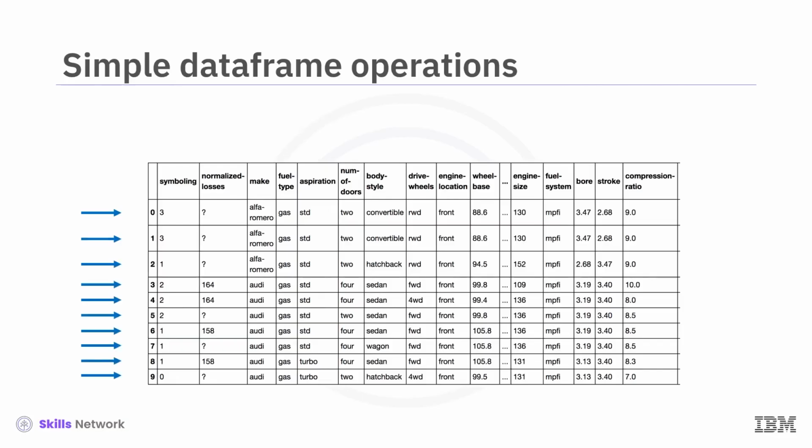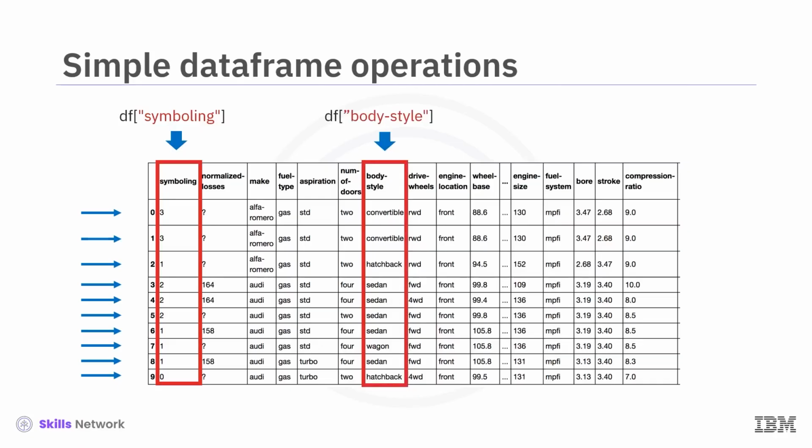In Python, we usually perform operations along columns. Each row of the column represents a sample, i.e., a different used car in the database. You access a column by specifying the name of the column. For example, you can access symboling and body style. Each of these columns is a Pandas series.